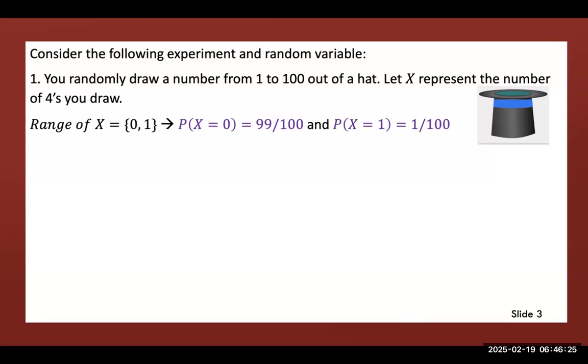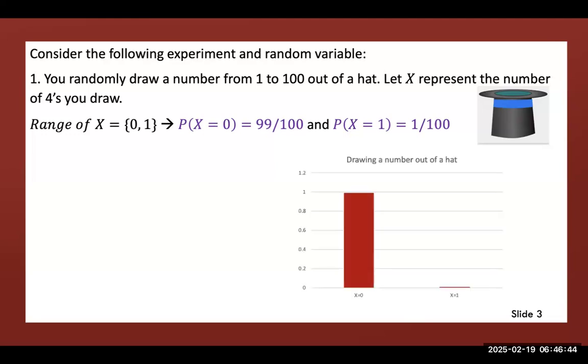Now when x is equal to 0, I do not draw a 4, and there's 99 numbers out of 100 that are not 4s. While my success, drawing a 4, that probability is 1 out of 100. X is 0 is thought of as a failure, and x is 1 is thought of as a success. My bar graph will only have 2 bars, and in this particular situation, the failure bar is much taller than the success bar. This is called a Bernoulli distribution. Bernoulli is the last name of a mathematician who contributed a lot to statistics, and they named this type of distribution after him.